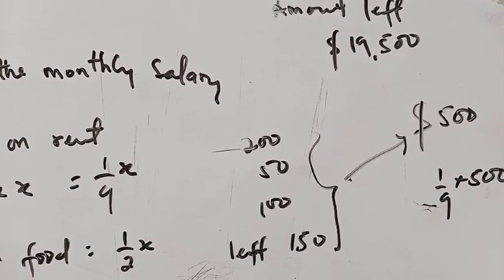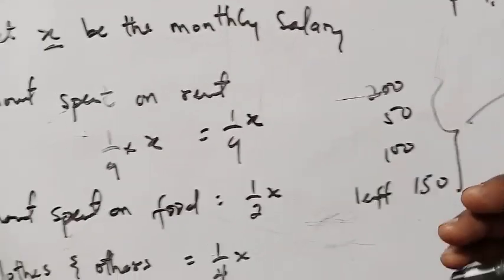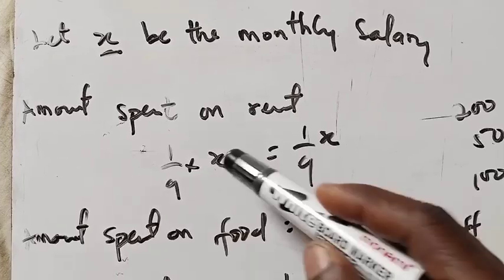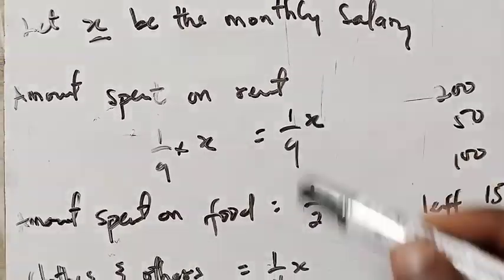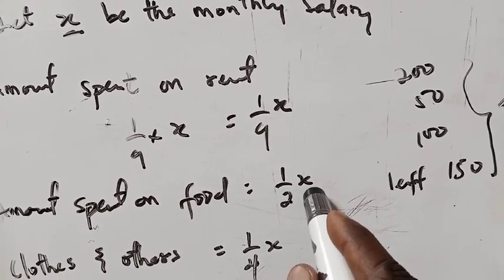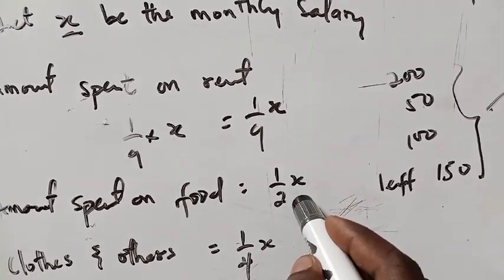Now that is the idea that we are going to use here. These are the expenses that we made per month. So we spend 1/9 of X, the salary, on rent, and then we also spend 1/2 of X on what?